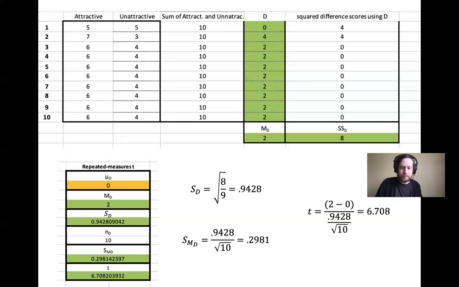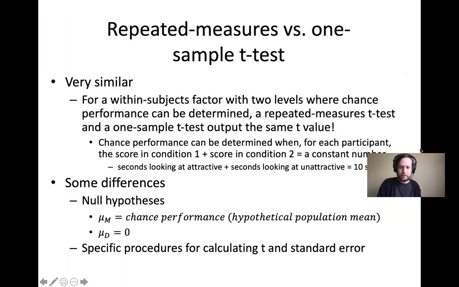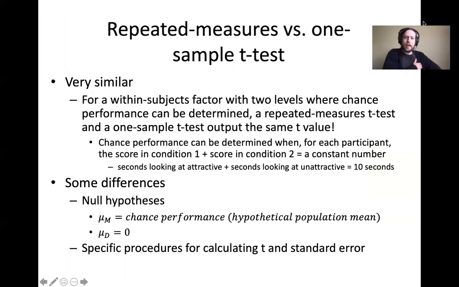Okay. So we've just calculated one of these things, repeated measures t. Now I want to connect the dots a little bit and give you a big picture idea of what's going on with this repeated measures t. What I mean by that is I want you to understand how this relates to the one sample t-test that we calculated earlier on in the chapter.